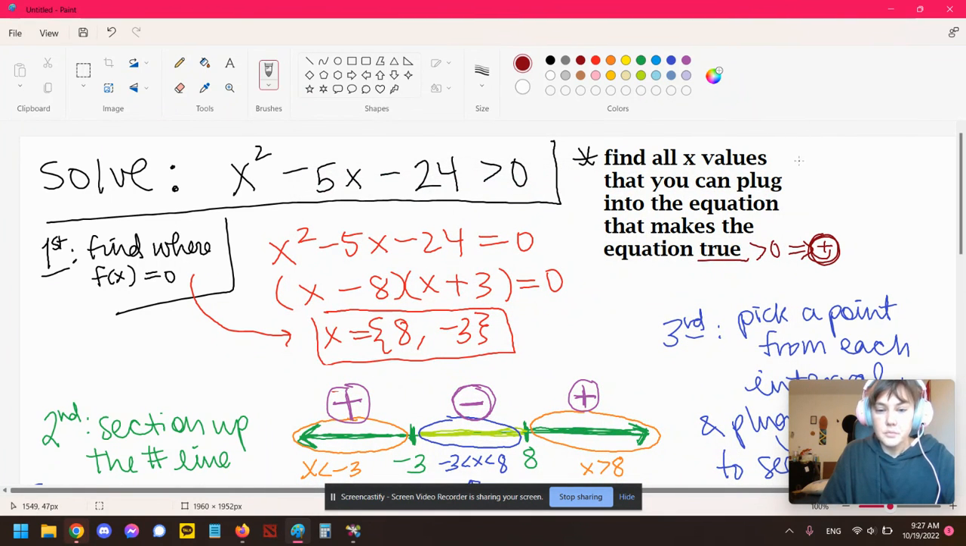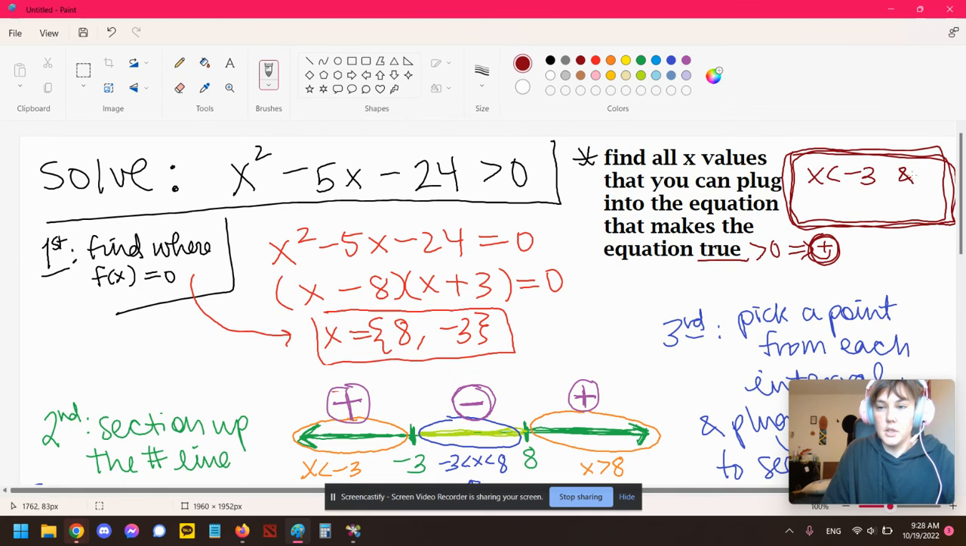So here, our positive numbers are this section that's lower than -3 and this section that's higher than 8. So my final answer here in this box would be all of the numbers less than -3, as well as all of the numbers bigger than 8. Final answer.